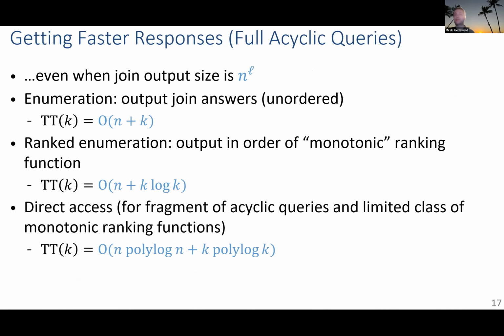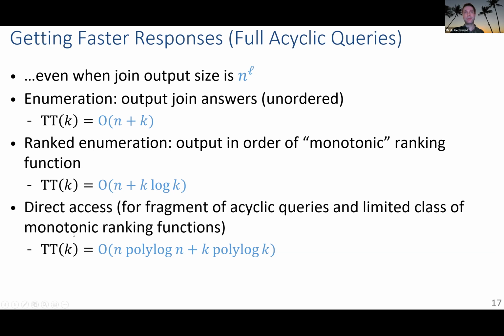Now, in order to make a database responsive, we need to do better than that, right? Something like n to the power l, even n to the power d plus k is not good enough if we just want a few results. And so what we have shown here is that by using clever techniques, even when the output is of size n to the power l, we can produce the first k results for unranked enumeration in time n plus k, which is linear in input and linear in k. For ranked enumeration, where we have a monotonic ranking function, we can do it in order n plus k log k, which is just slightly slower.